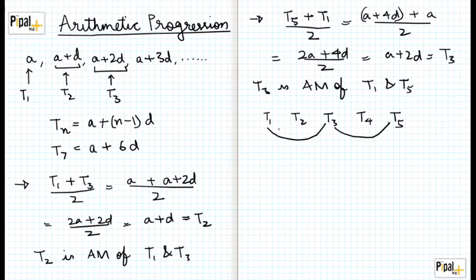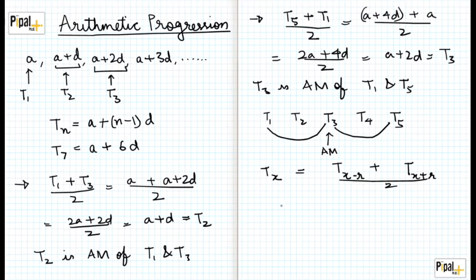So I can extend this logic to say that if there is a term which is equidistant on two different sides from two other terms, then this term is going to be the arithmetic mean of these two terms. Generally speaking, if I have a term tx, then tx is going to be equal to the arithmetic mean of the x minus rth term and the x plus rth term, divided by 2.